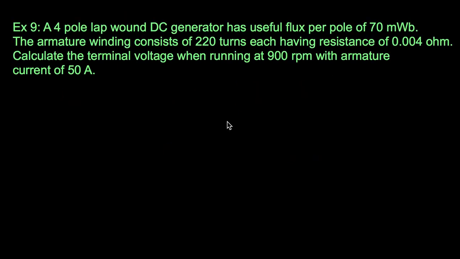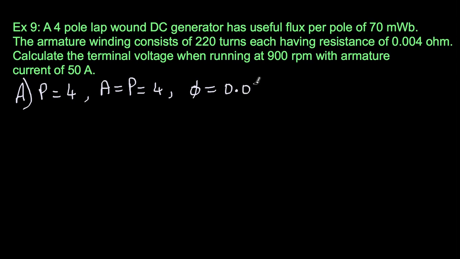So now let's continue with example 9. Here is example 9 on your screen. You can try it yourself and you can also check your answer with my answer. So let me start answering this question. What do I have? A 4-pole lap wound DC generator. So P equal to 4. Lap winding means parallel paths equal to poles, which is equal to 4. Useful flux per pole of 70 milliwebers. So flux is 0.07 webers or 70 milliwebers.